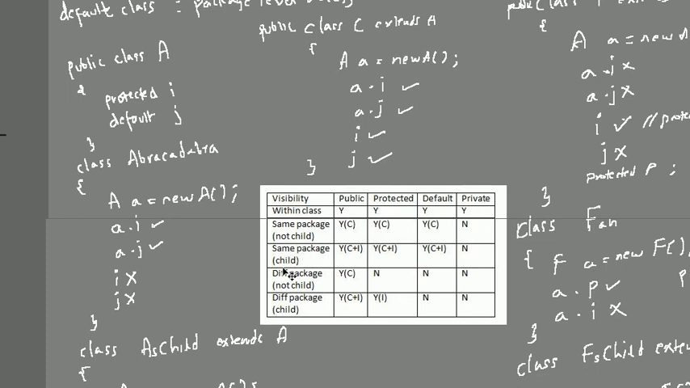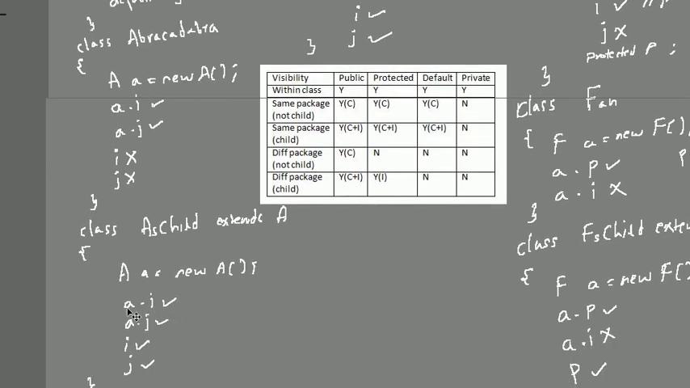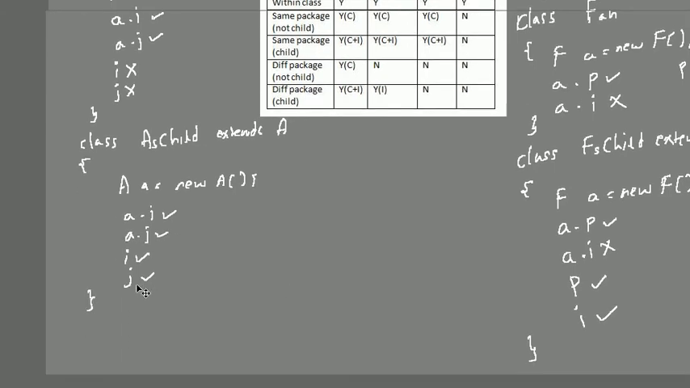Right now, same package but a child, which is A's child. So you can access it using containment as well as inheritance. So this is through containment, this is through inheritance. So it's the case with default members. J is a default member of class A. I can access J using containment, also through inheritance, like this here.